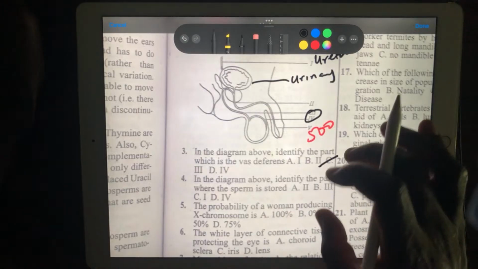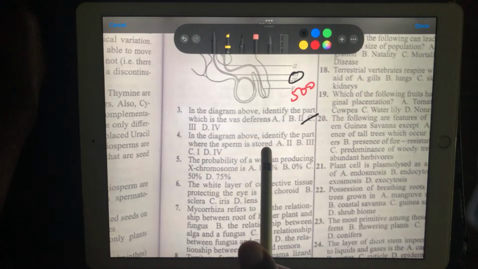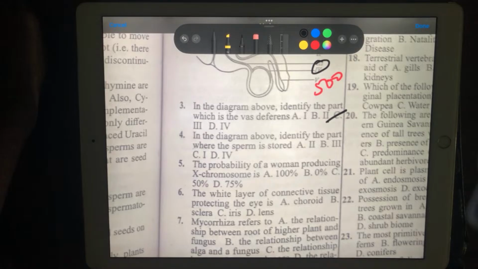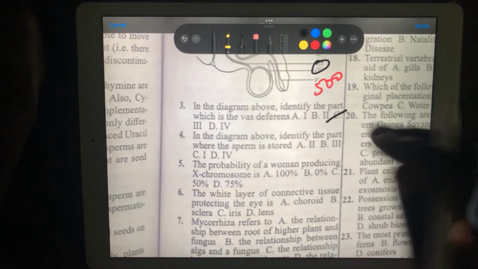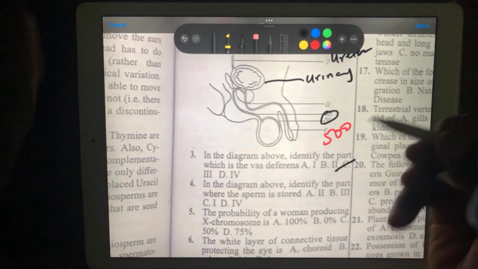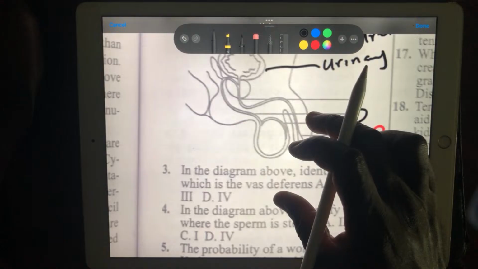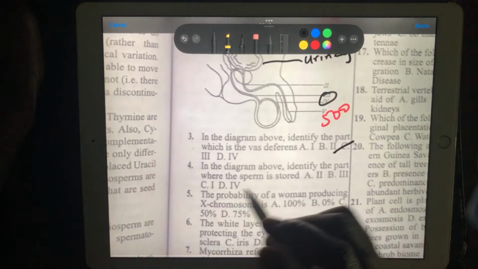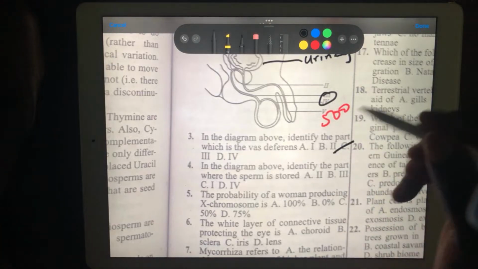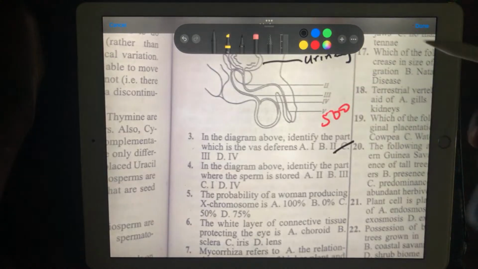All right. We move on to number 4 question. In the diagram above, identify the part where the sperm is stored. The sperm is stored in this IV, which is actually the testis or the epididymis, but it's showing more of the epididymis than it is showing the testis. So over here we have the part labeled IV. Maybe I clean here so that you can see the part labeled IV.